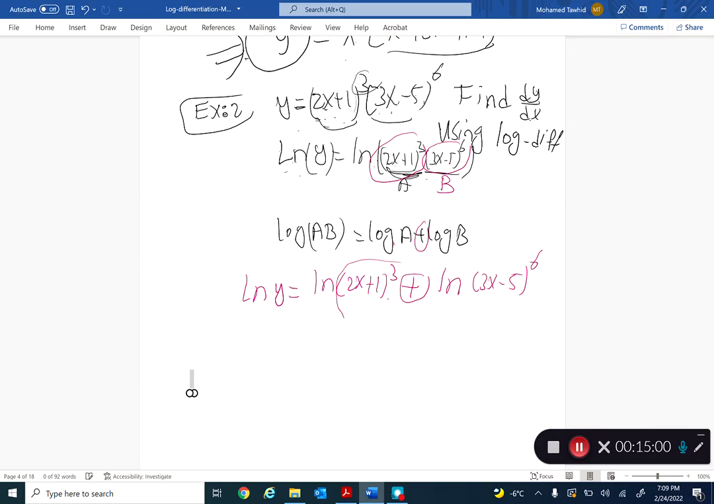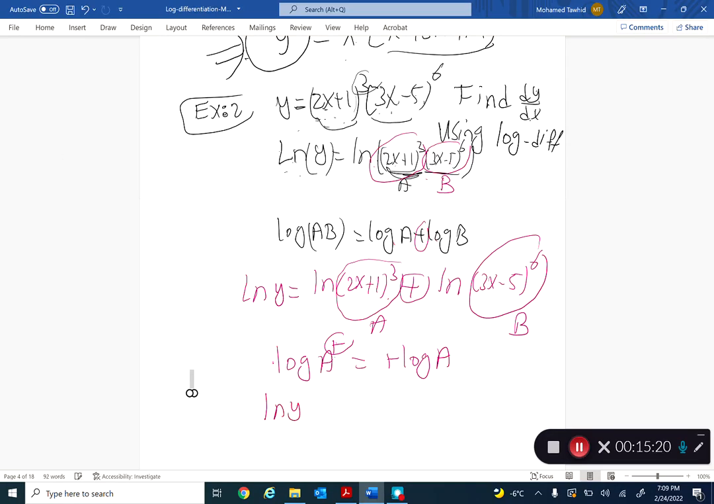So that is your A, and that is my B. That is what I have. Now I have to recall, you have a bracket. If you have log of A to the power R, I can put R in front. So you have R log A. So here, what do you have? You have ln y.